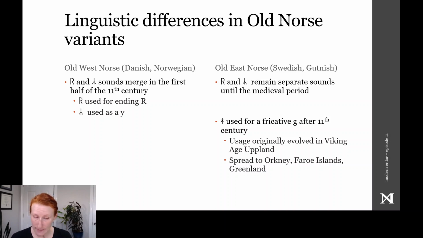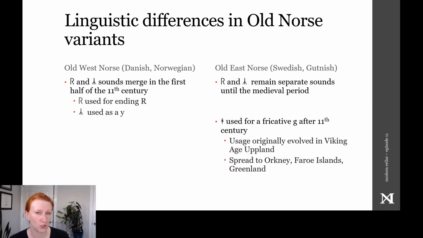So the Yr did not evolve into a Y sound in Sweden, like it did in Norway, until the medieval period, and definitely after the close of the Viking Age. One change that we do see in Sweden, however, is the use of the star form of the h-rune for a fricative G sound, like the modern Greek gamma, or the G spoken in the Spanish word amigo. This trend seems to have evolved in Uppland during the Viking Age.